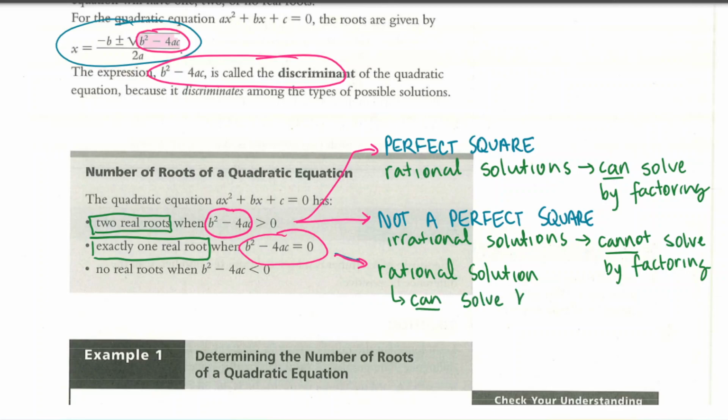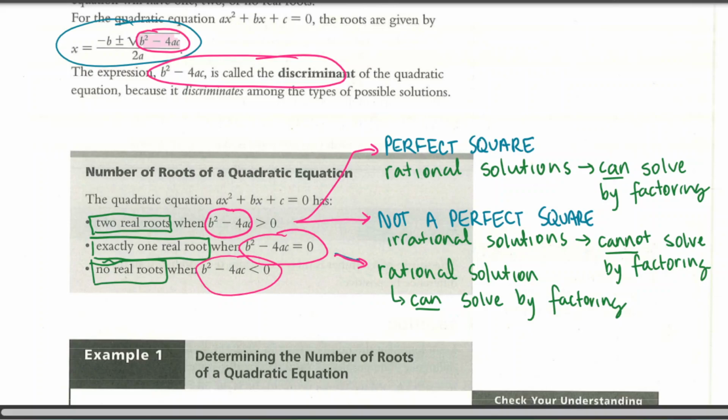Okay, and then the last scenario is if your discriminant is negative, then you're going to get no real roots, and you can't solve this equation. So of course, your solutions would neither be rational or irrational since there are no solutions. And you wouldn't be able to solve the equation. Okay, so those are the 4 different scenarios. Either you have 2 real roots, and in that case they could be rational or irrational. You could have 1 real root, which would be rational, or you're not going to have any real roots.